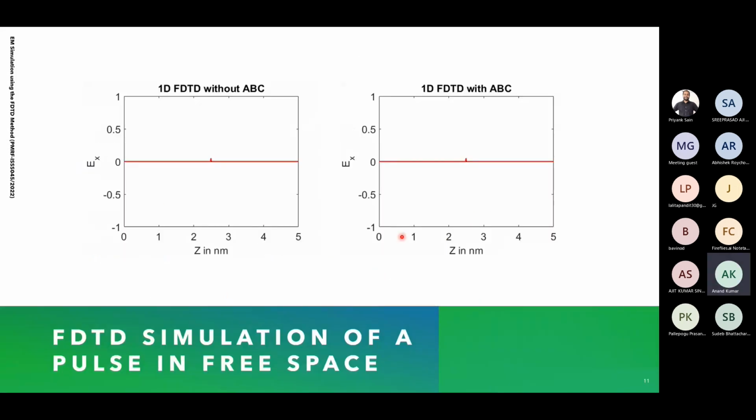We saw the results for propagation of a Gaussian pulse in one dimension without a boundary condition. Then we discussed the absorbing boundary conditions, so that we have matching on both the edges, on both the boundaries.